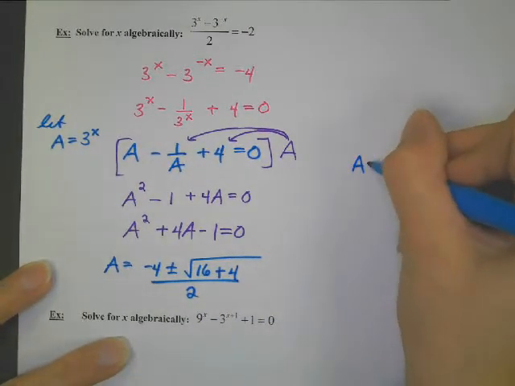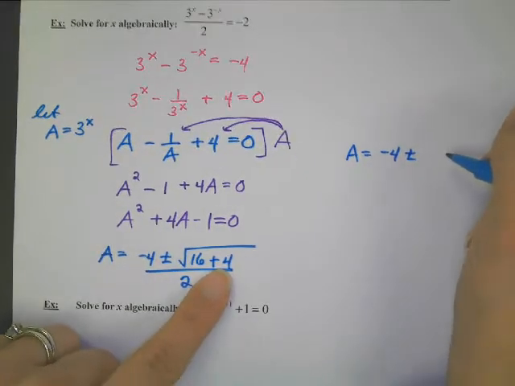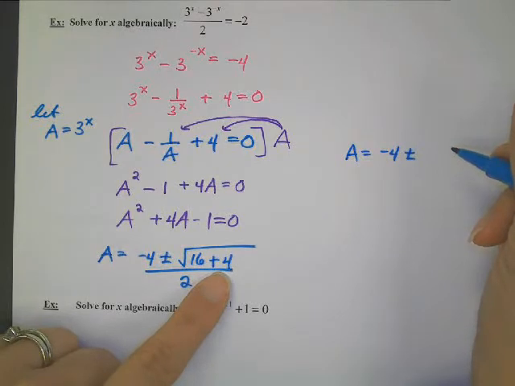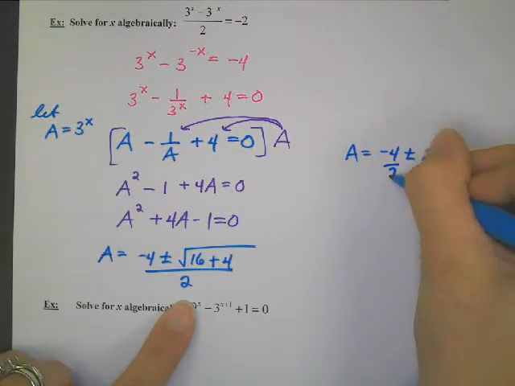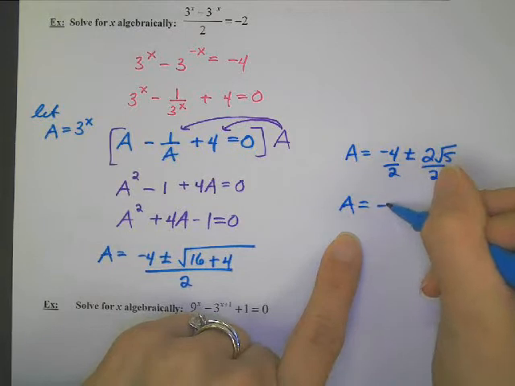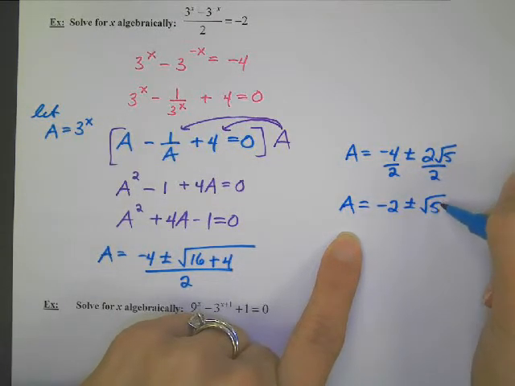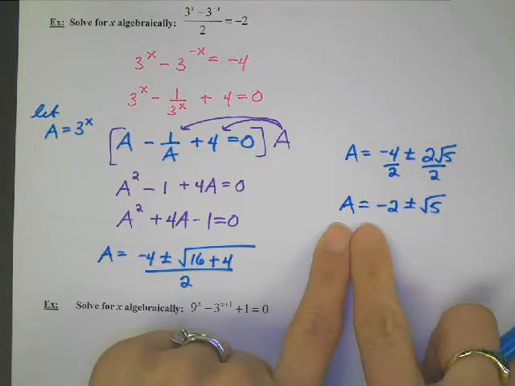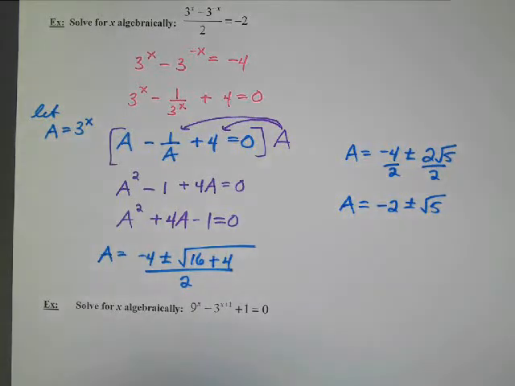Okay, let's go over here. A is going to be negative 4 plus or minus radical 20. Yep, 2 radical 5. And we'll divide each of them by a 2. Okay, so the final answer for A: negative 2 plus or minus radical 5. Oh, but wait, that was the A thing. So thank you for helping, but it's time for you to come back out.